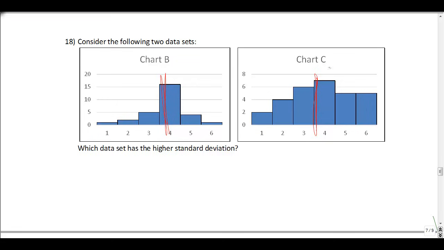And really, proportionally, C has more 6s and more 1s. So a higher percentage here of the data for chart C is in the 6 and 1 category. The farther away points should mean that C generally is going to have a larger standard deviation. So this is going to be C here, which should have the larger standard deviation.